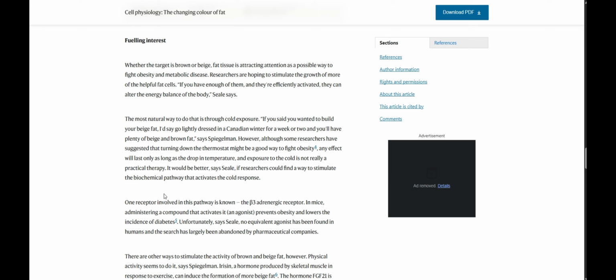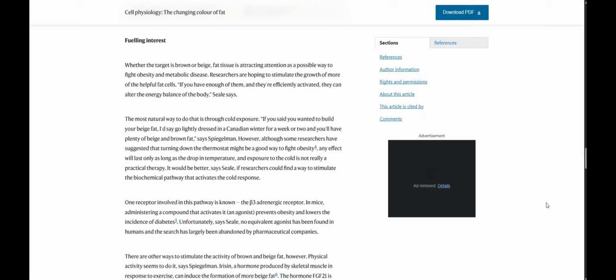Back to the article. The most natural way to do that is through cold exposure. If you said you wanted to build your beige fat, I'd say go lightly dressed in the Canadian winter for a week or two, and you'll have plenty of beige and brown fat, says Spiegelman. He's half joking. Don't do that, guys. However, I like the Spiegelman guy. I think I would get along with him.